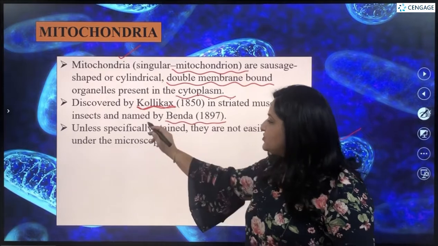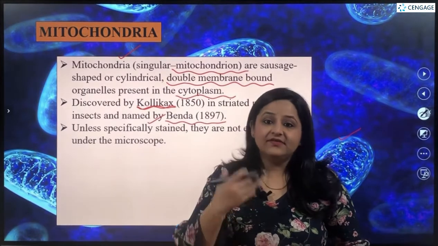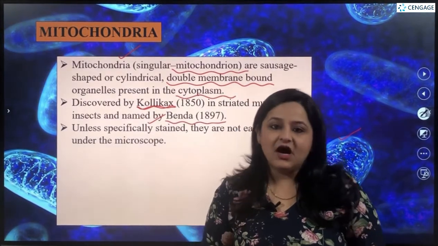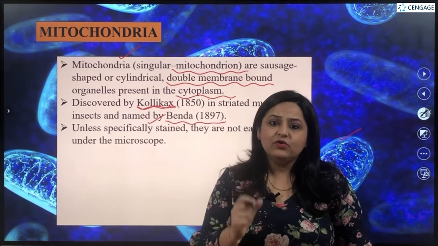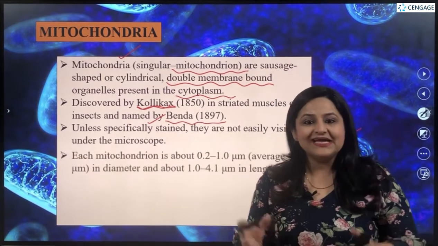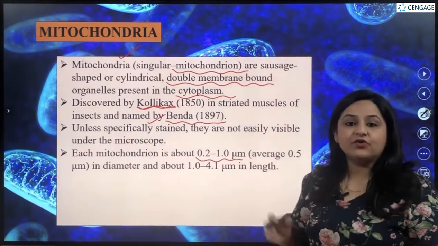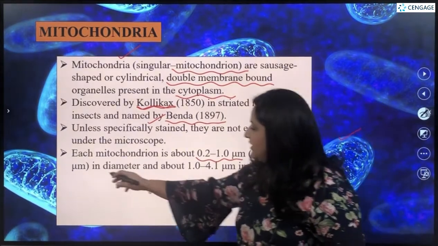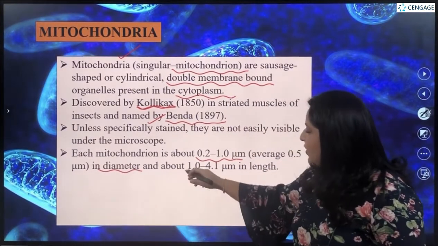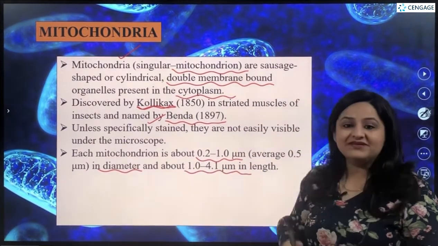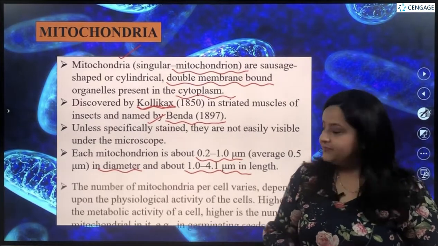Mitochondria, until and unless we specifically stain them, are not easily visible under the microscope. If we look at the mitochondria, we see that each mitochondrion is around 0.2 to 1 micrometers in diameter and around 1 to 4.1 micrometers in length.